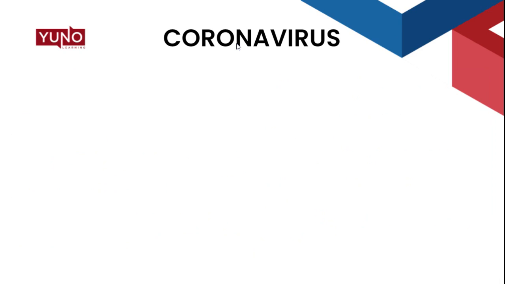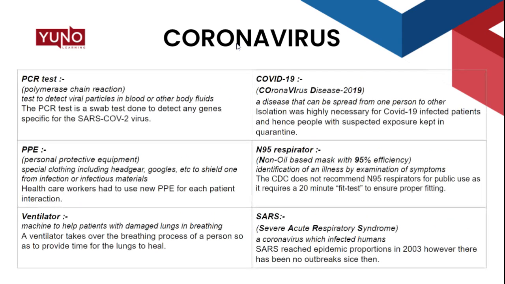Some technical terms regarding coronavirus are: PCR test, full form polymerase chain reaction, which is a test to detect viral particles in blood or other bodily fluids. The PCR test is a swab test done to detect any genes specific for the SARS CoV 2 virus. PPE, personal protective equipment, special clothing, including headgear, goggles, etc., to shield one from infection or infectious materials. Healthcare workers had to use new PPE for each patient interaction.